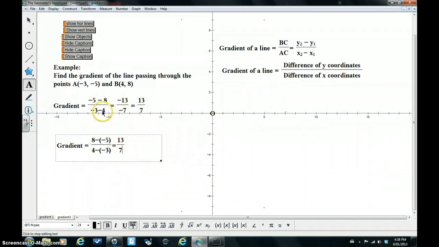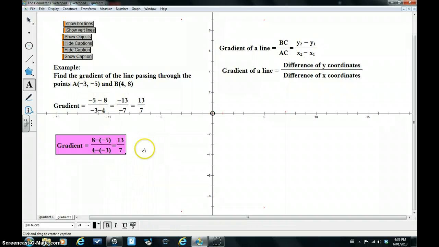So if you compare these two results, it doesn't matter whether you start with point A or start with point B when you use this formula up here, provided you are consistent. If you start with point A, use y2 as -5, then you must in the denominator start with x2 as -3 and not 4. Don't get them mixed up. Be consistent. But it doesn't matter which coordinate you start with, you'll get the same result.